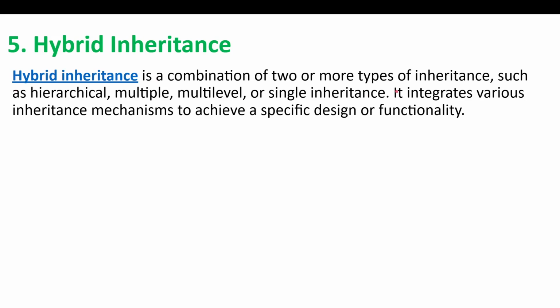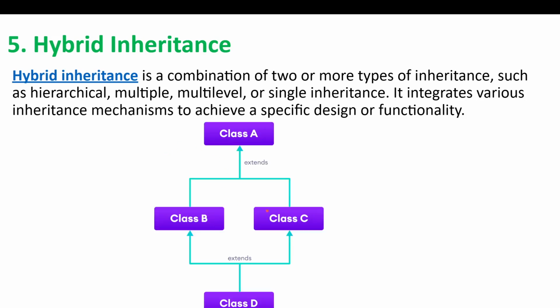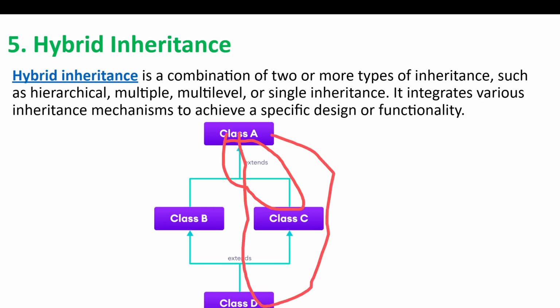Then hybrid. Hybrid means the combination. The combination of two or more types of inheritance is called hybrid inheritance. For example, hybrid inheritance can have hierarchical inheritance, multiple inheritance, or single inheritance. So it integrates various inheritance mechanisms to achieve a specific design or functionality. This picture states that class C is derived from class A. So this is called single inheritance. Then from class A we derived class C, and from class C we derived class D. So this is an example of multi-level inheritance.